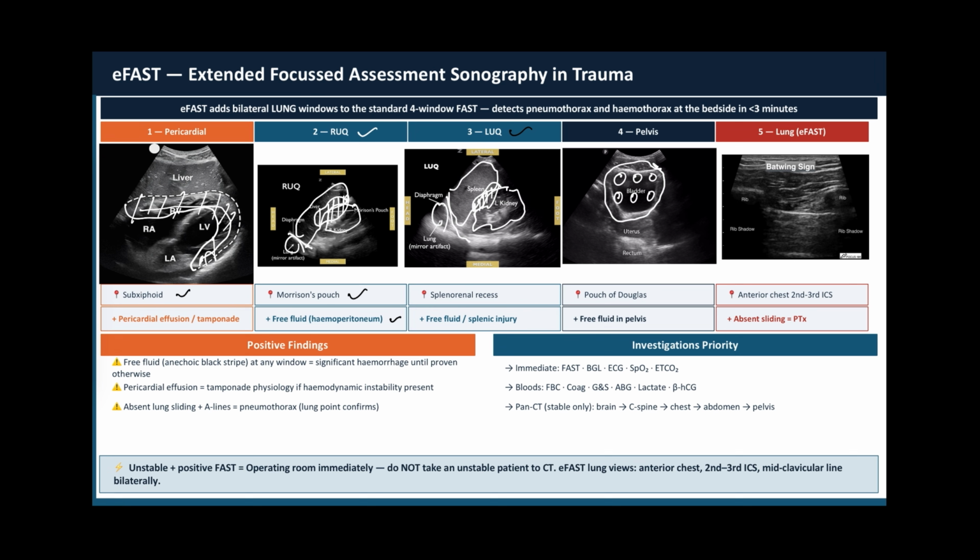Okay. Next is the lungs. In the lungs, what we see is the batwing sign. What is the batwing sign? Ribs on both sides and rib shadows, and this is the pleura. This whitish layer is the pleura.